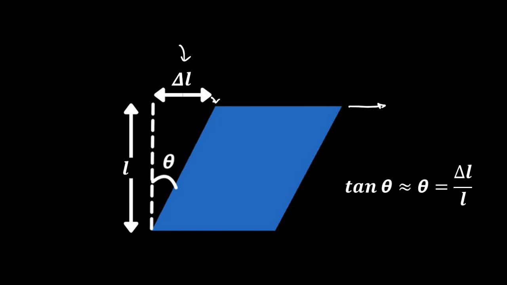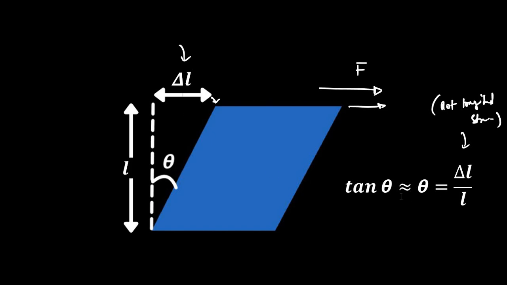This is not an increase in length. Don't confuse it with longitudinal strain, delta L by L. I'm telling you again, this is the extent to which this initially fixed point has moved to the right in response to the shearing stress, the shearing force. So here tan theta, which is the shearing strain, is equal to delta L by L.